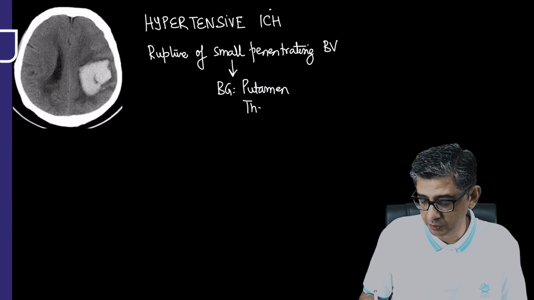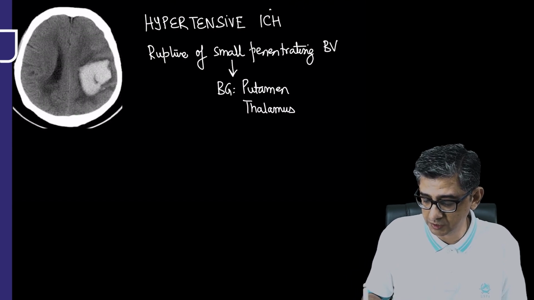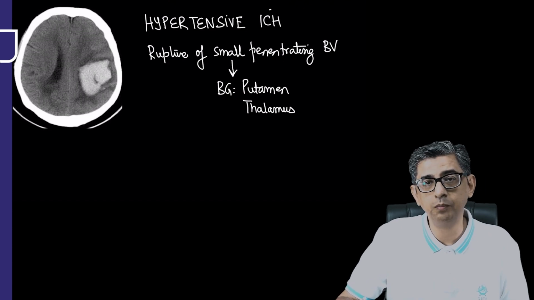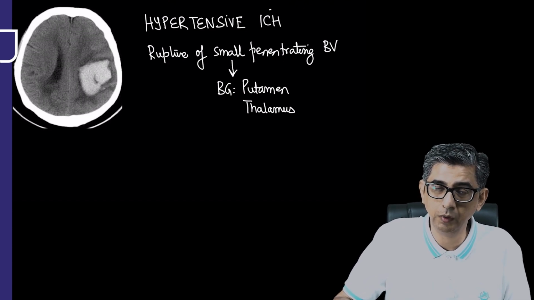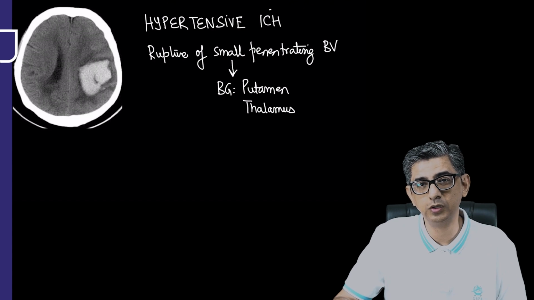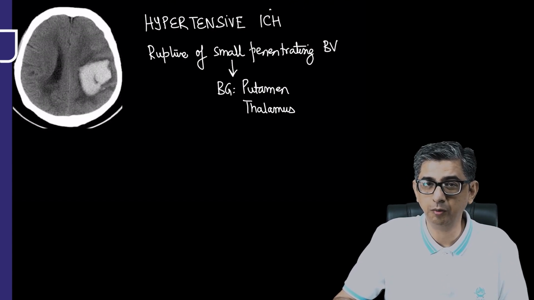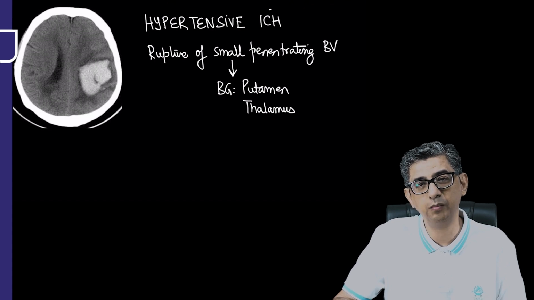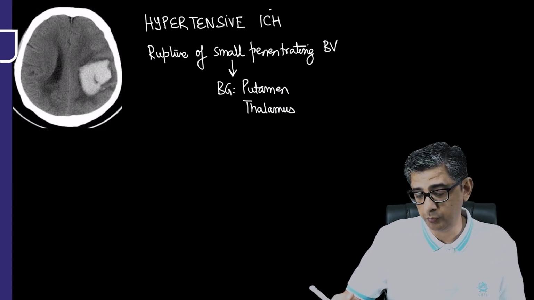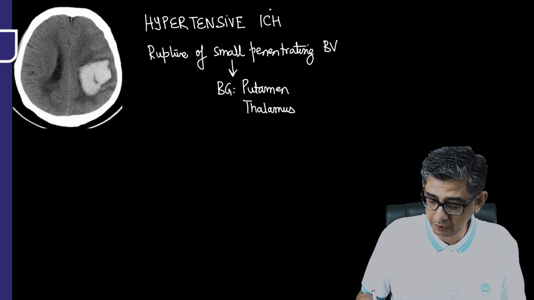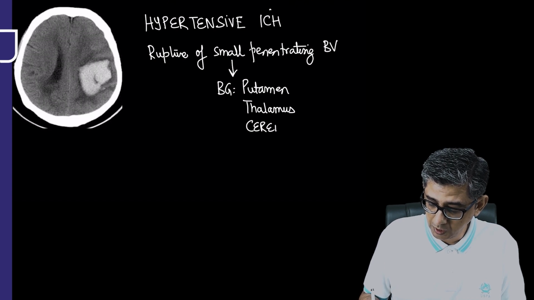Apart from putamen, the person could also be having a bleed in the thalamus, and if there's a thalamic bleed, then there is a high probability of involvement of the internal capsule, and capsule involvement can explain the development of hemiparesis in this patient. Face, arm, leg weakness can occur. And apart from putamen and thalamus, other sites where the bleed could be occurring are the cerebellum and pons.